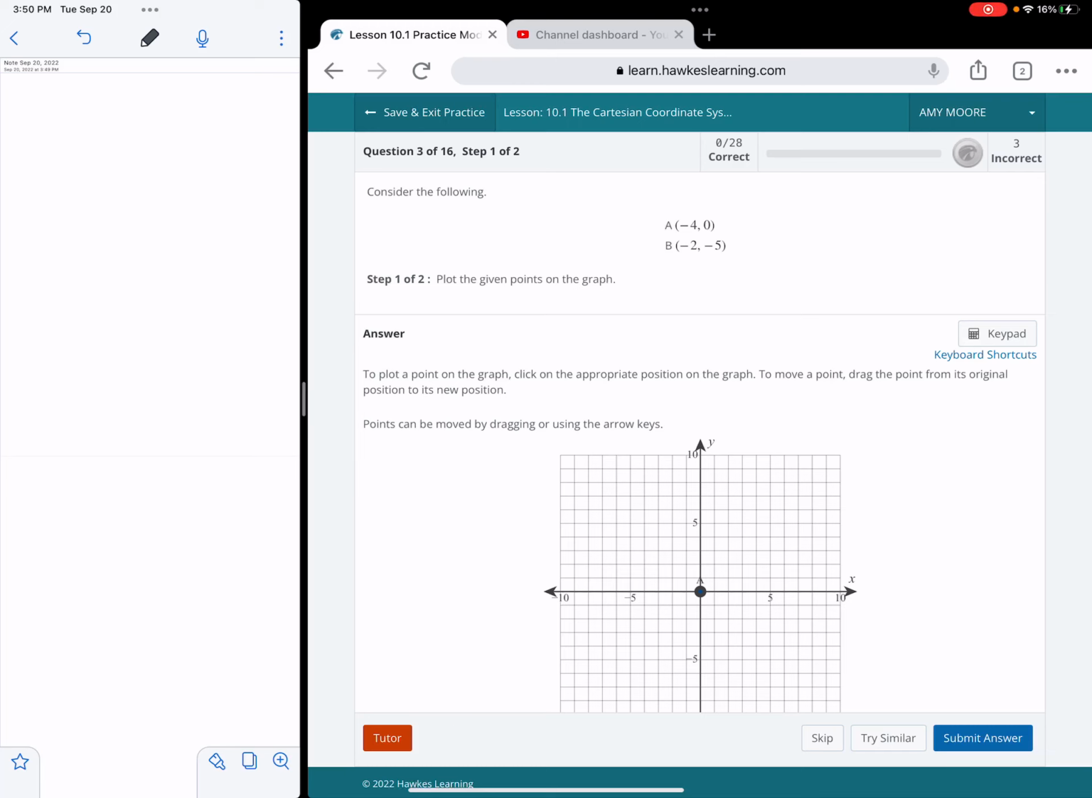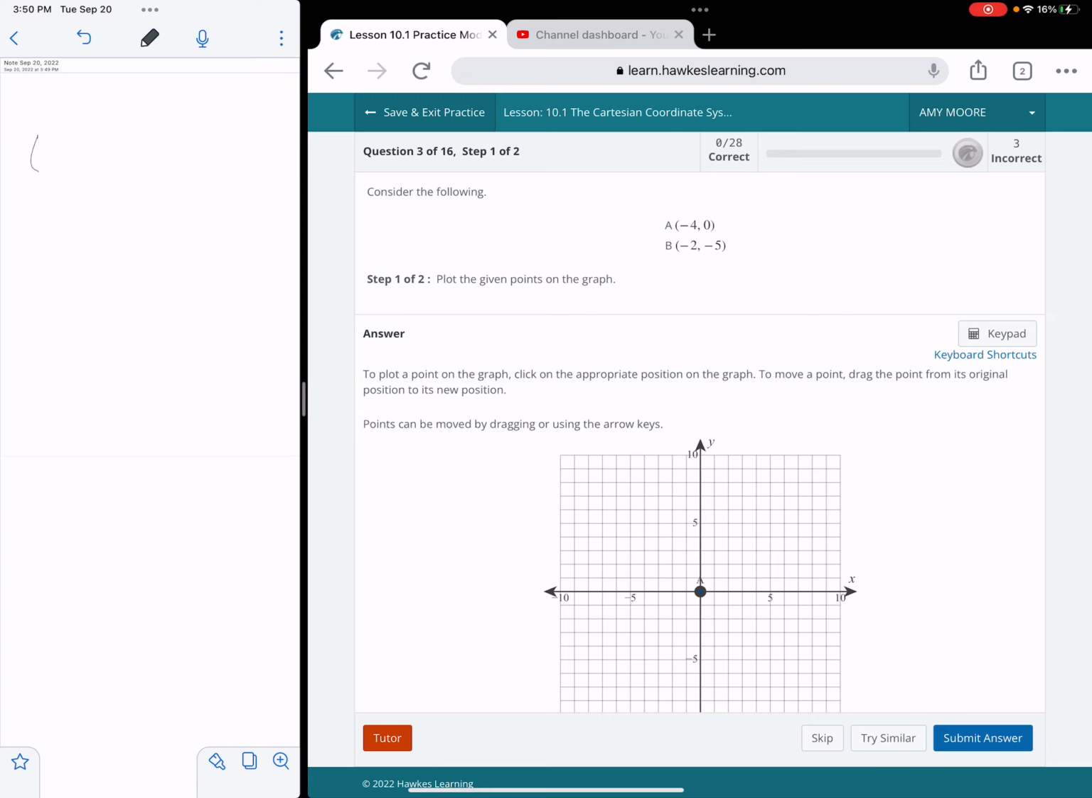Hey guys, so I wanted to take a second just to show you how to do graphing and plotting points in Hawks. The first thing, I just pulled up my practice. You're going to see this homework question on the right hand of your screen. Consider the following: A (-4, 0) and B (-2, -5).